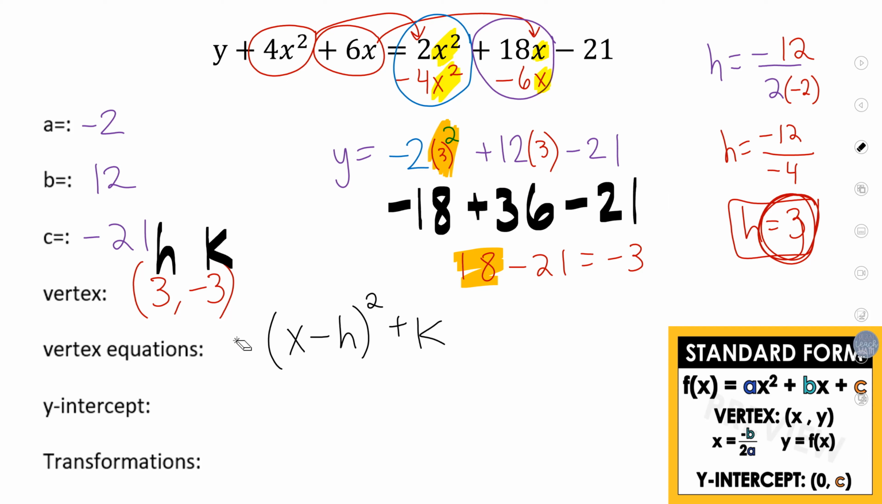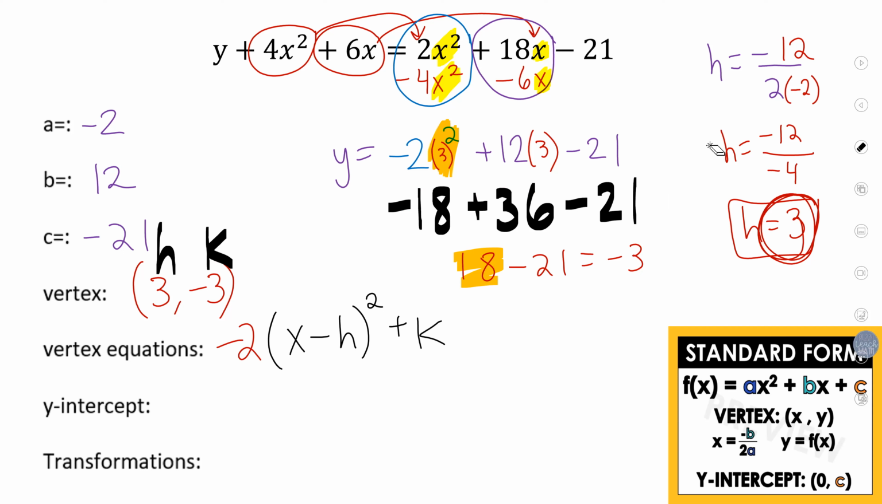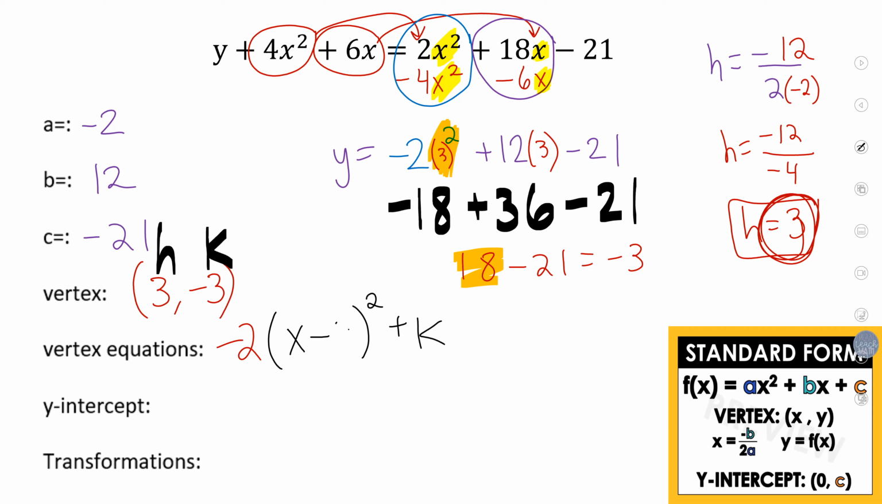A, in the beginning, what did we say A was? -2. So everyone put a -2 right here. I'm going to erase H. Guys, this is the formula. Do not erase the negative, only erase the H. And what do I put there? 3.